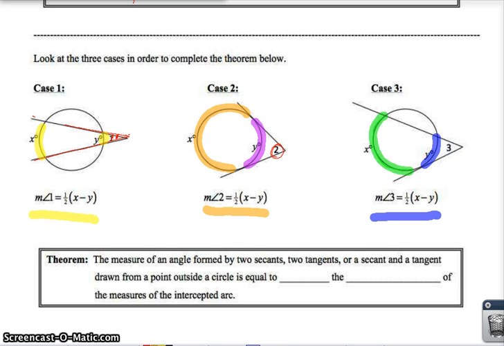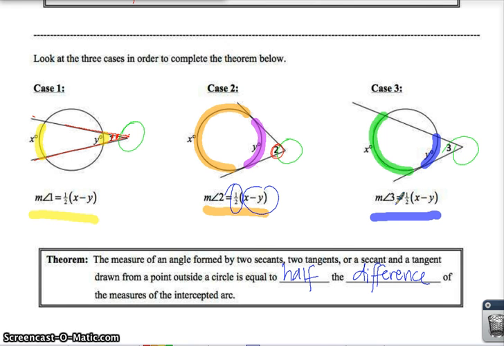So just filling in the blank here, it says the measure of an angle formed by two secants, that's the first example, two tangents, that's example 2, or a secant and a tangent, that's case 3, drawn from a point outside the circle. That's what I was trying to emphasize. All three intersect at a point outside the circle. Then it's equal to, well, what do you see here? It's equal to half the difference of the measures of the intercepted arcs. It's the same for every single case.